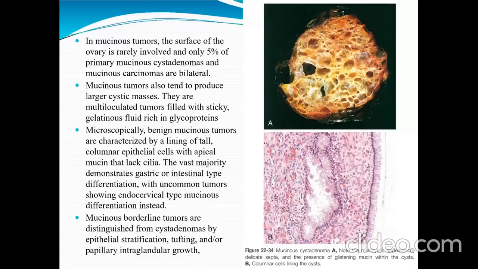Microscopically, the benign mucinous tumors are characterized by a lining of tall columnar epithelial cells with apical mucin that lack cilia. The vast majority demonstrate gastric or intestinal type differentiation, with uncommon tumors showing endocervical type mucinous differentiation instead. Mucinous borderline tumors are distinguished from cystadenomas by epithelial stratification, tufting, and/or papillary intraglandular growth. As we can see in these photos, the first is a gross picture showing a multicystic appearance with delicate septa and glistening mucin within the cysts. The second photo is showing us the lining of these cysts, which is columnar cell lining with apical mucin.